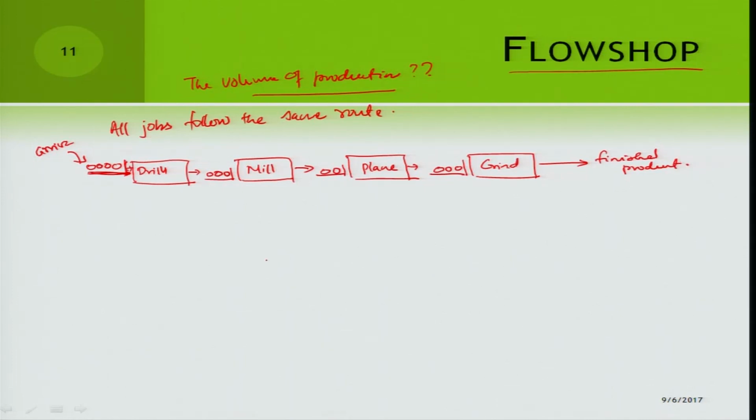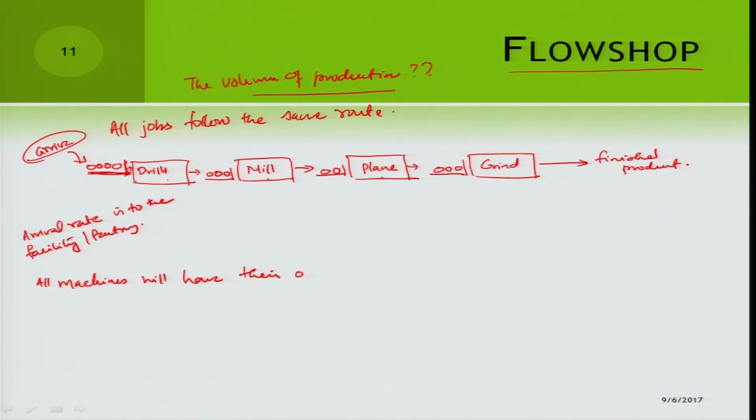So, the arrival rate is to the facility or factory. You can say that all these machines, the drill, the mill, plane, grind, will all have their own processing time plus setup time.